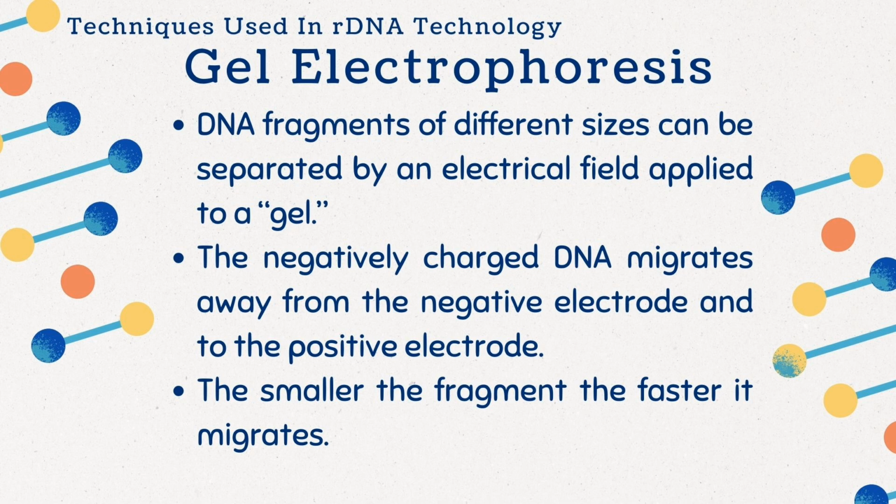By using this technique, scientists can separate out all the different sizes of DNA fragments and study them individually. This helps them understand more about how organisms work at a molecular level. So there you have it: separating out bits of genetic material using electricity.